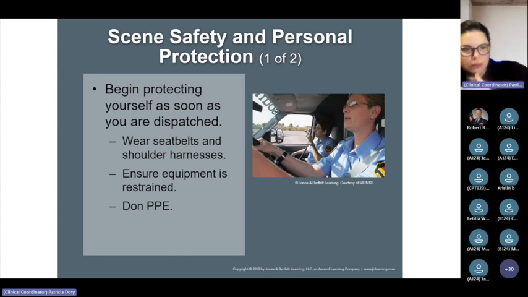Then we're going to ensure our equipment is restrained. That is such a huge deal. I hope none of you ever have what has happened to me before, being in a wreck and having things hit you in the middle of the wreck. It's not fun. And you're going to don your PPE. Now, some of you may not know what don means. That's not a dude. Okay. That means to put on. And to doff, D-O-F, means to take off. So you will see those terms.